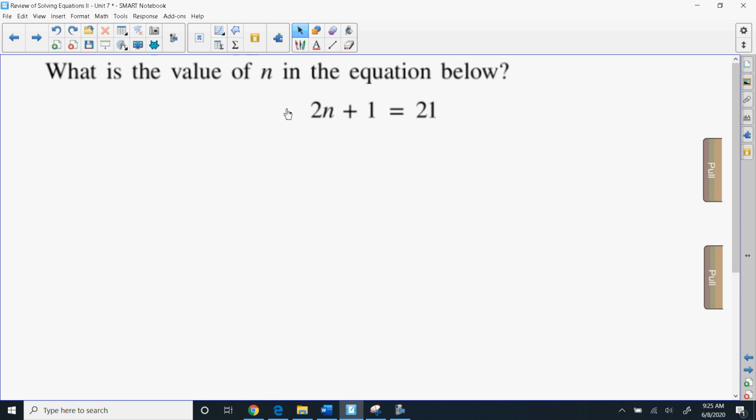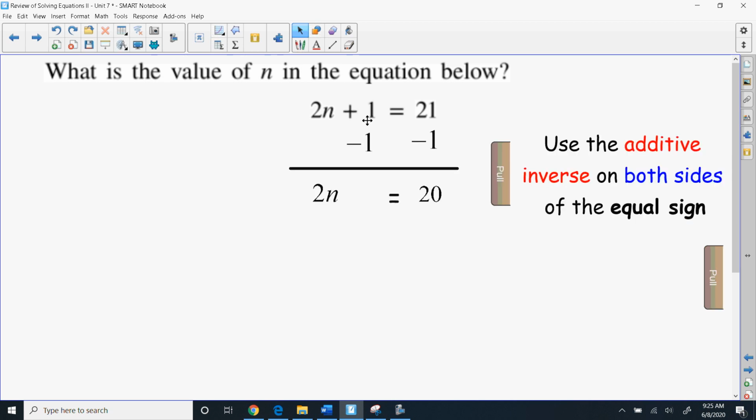So first of all, let's start with a two-step equation. What is the value of n in the equation below? 2n plus 1 equals 21. So first thing we always do, we use the additive inverse of the plus 1 on both sides of the equal sign. Opposite is another way of saying additive inverse. Opposite of addition is subtraction. So we subtract 1. That way the 1's cancel out, and we have 21 minus 1, which will give us 20. And we have 2n is equal to 20.